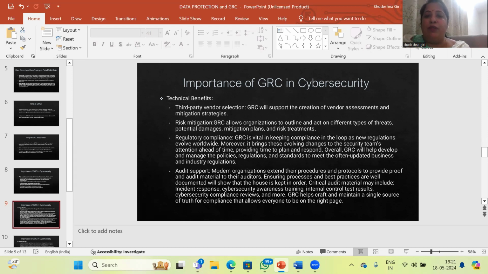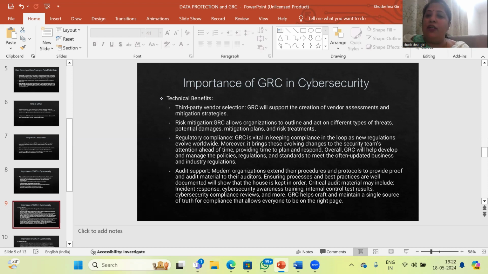Audit support, like I talked about audit. Modern organizations extend their procedures and protocols to provide processes and audit material to their auditors, ensuring that processes and best practices are well documented. That will make sure that your house is kept in order, and it indirectly gives confidence to the customer that whatever data I am sharing with this party will be in the right hands and will not be exploited.